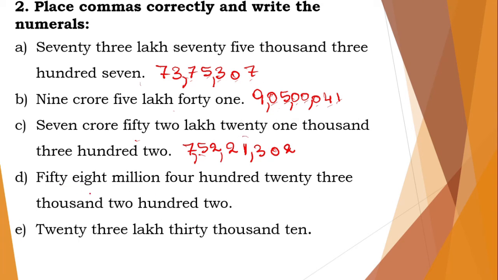So we have 58. Now we will write 58. Now we have million. So and million has 6 zeros. So we will put 6 dashes. So we have 6 dashes. Now we have 423,000. So we have 423. Now 202 we will write. So now let's put the commas. The numeral is done.